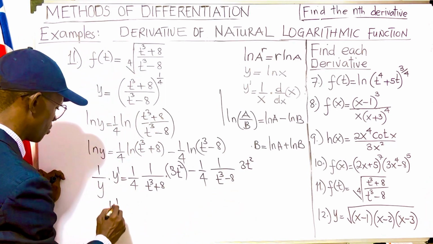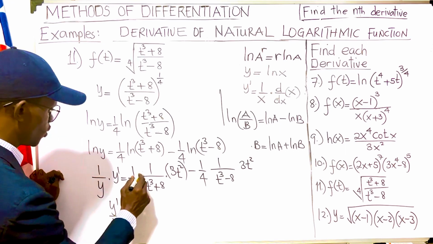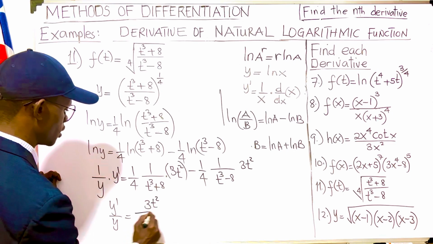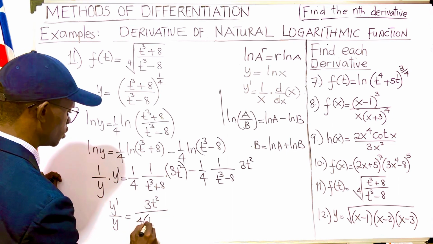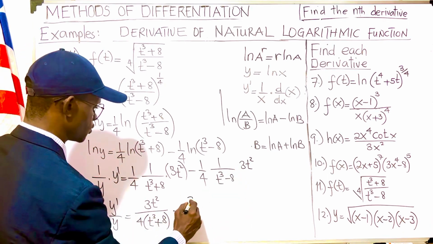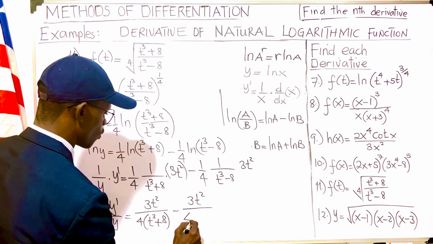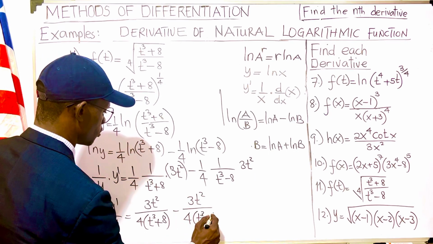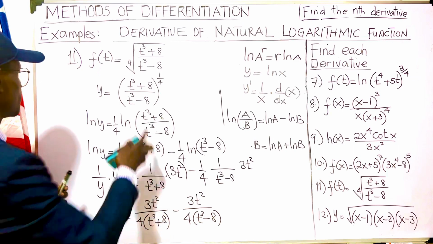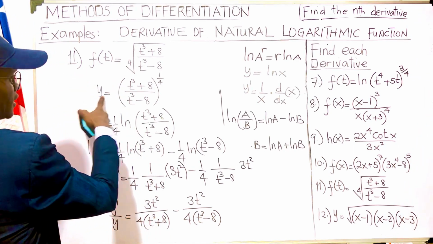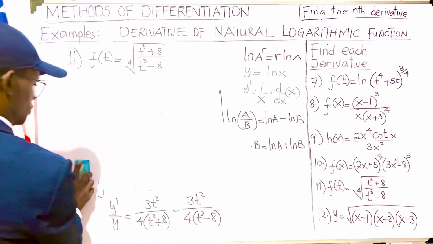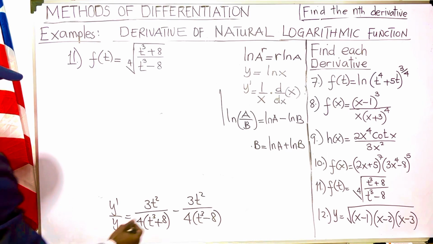So we further simplify: y prime over y is equal to 3t squared all over 4 times t cubed plus 8, minus 3t squared all over 4 times t cubed minus 8. So we find the LCD between the two denominators. Now let's remember that y is equal to this function.